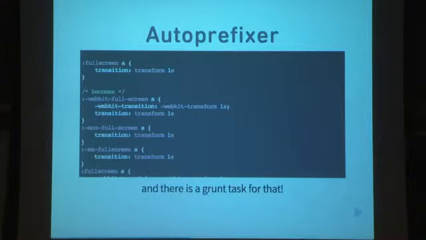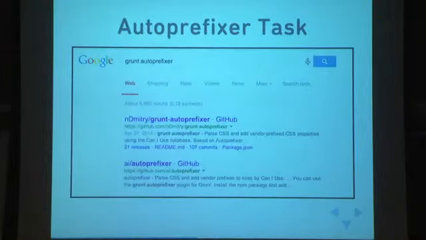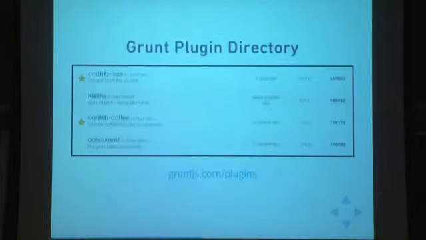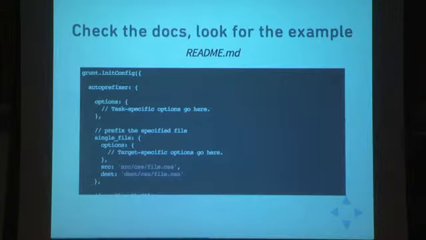So if I was to do that, I would probably just Google grunt autoprefixer. And the first thing that comes up is grunt autoprefixer. Click on that link. Or I could also go back to the grunt plugin directory. That's another way of finding it. And then I would check out the docs. Again, the docs have really good examples. Usually I would just copy and paste that task and change it as I need.